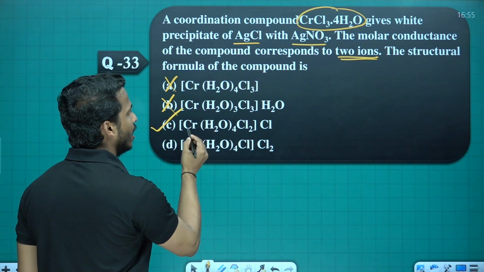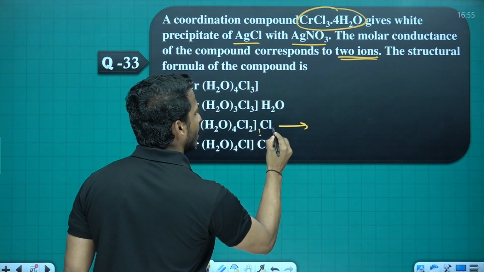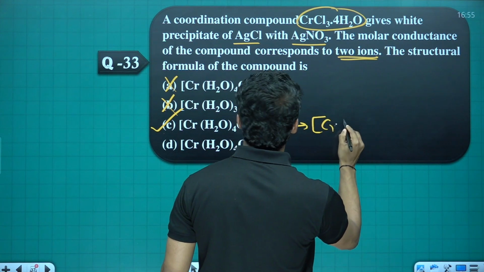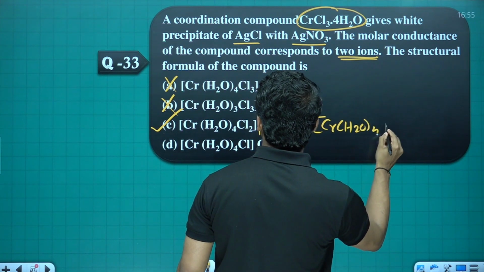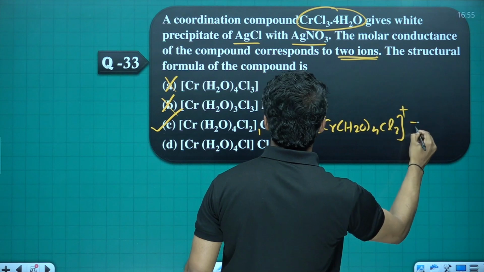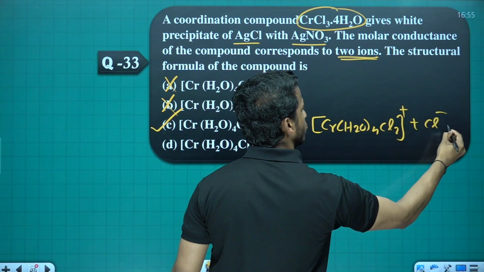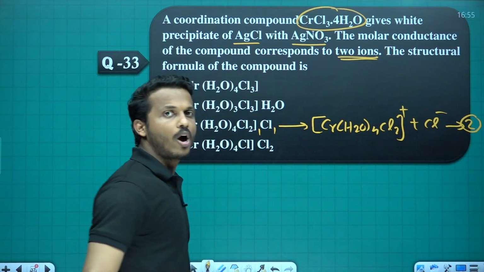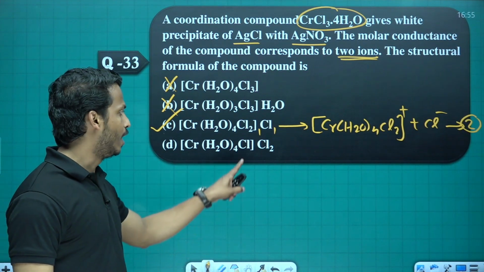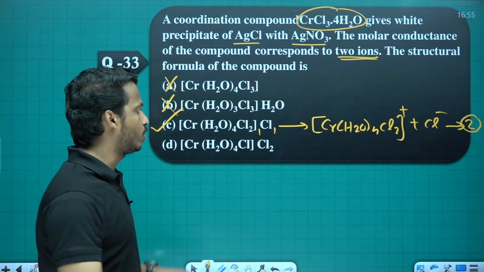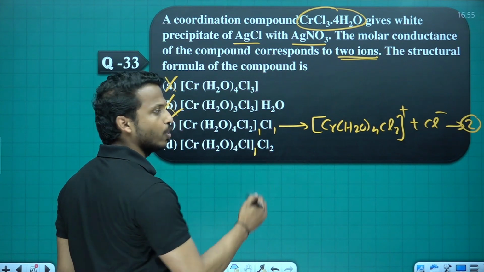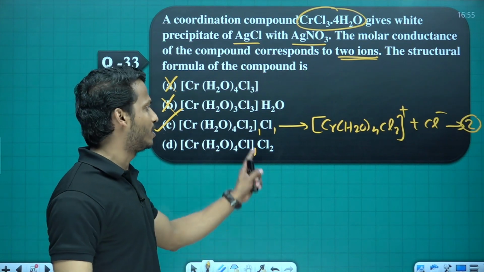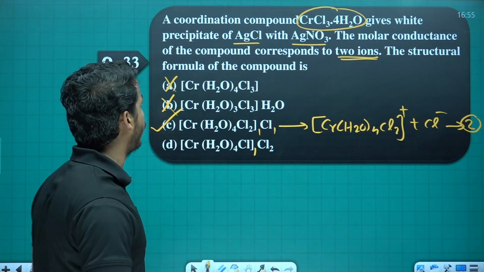Yes, this one. This complex, how do you break it, my dear? This is 1, right? This is [Cr(H2O)4Cl2]+ and Cl minus, 1 plus 1, total 2 ions. 2 ions is given by option C. You check it with this one, it will give you 3 ions because 1 complex and 2 chlorine, 3 ions are produced. They already said 2 ions should be formed.